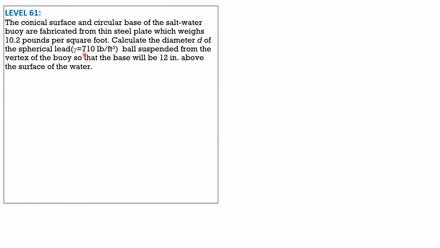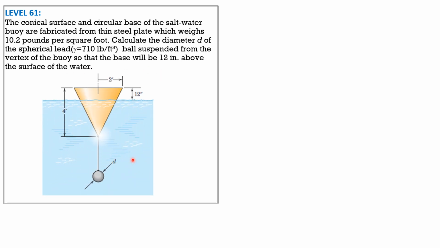Problem 61. The conical surface and circular base of the saltwater buoy are fabricated from thin steel plate which weighs 10.2 pounds per square foot. Take note that the weight of this conical surface and circular base of the saltwater buoy is a function of the surface area. Calculate the diameter D of the spherical lead ball, with specific weight 710 pounds per cubic foot, suspended from the vertex of the buoy so that the base will be 12 inches above the surface of the water, 12 inches or 1 foot, as shown in the figure.